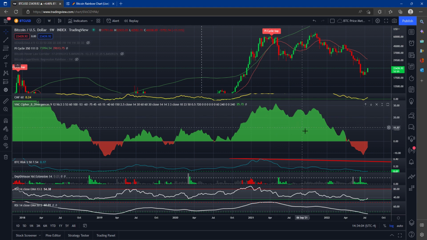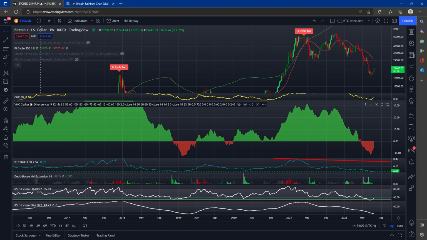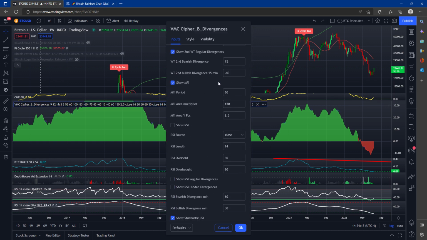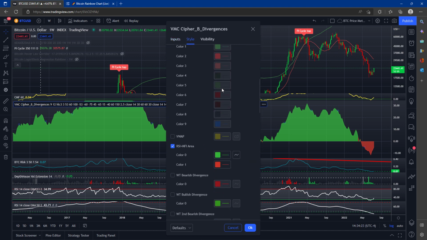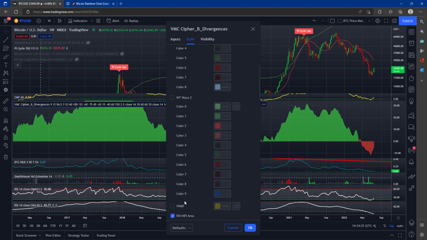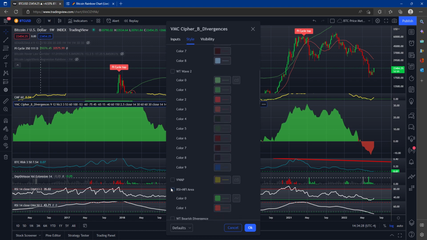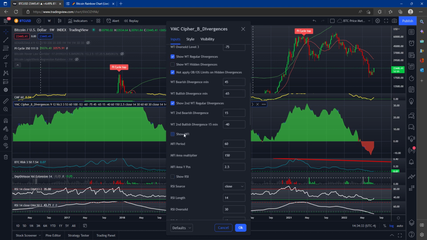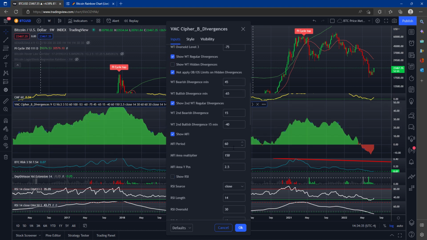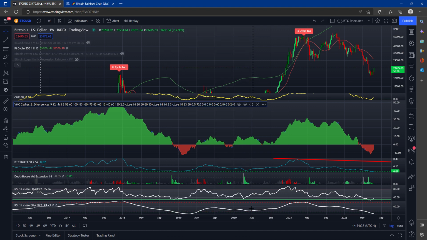And then here's a fairly similar indicator to the Chaikin money flow. This is the MFI, the money flow index. It's an indicator that was created, called Fu Manchu cipher B divergences, and there are a whole bunch of different settings in here. I have everything unchecked except for the RSI plus M. I don't even think this does anything really, but what we're looking at is this show MFI, and it's just 60, 150, 2.5. I think these are the default settings.